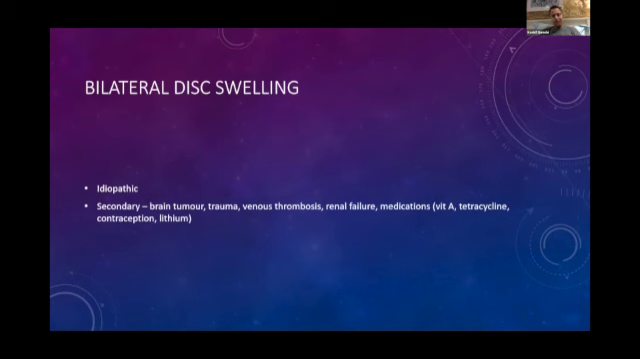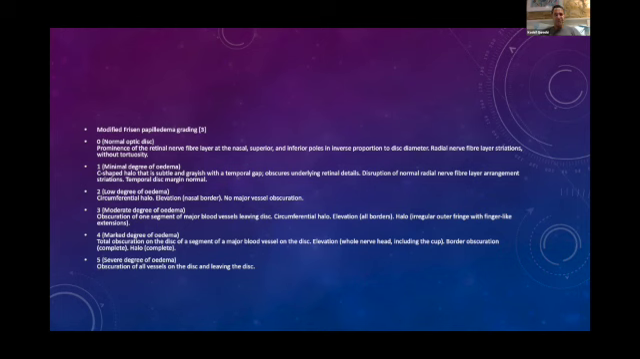If there is bilateral disc swelling, it can often be idiopathic, but what we worry about is if it's secondary to things like brain tumors, trauma, venous thrombosis, renal failure, or certain medications. So this is where taking a medical history is important. Vitamin A, tetracycline, certain contraceptive medications, and lithium are known to cause disc swelling in patients. So it's worth asking if you see a patient with a swollen optic disc and including that in your letter to us.